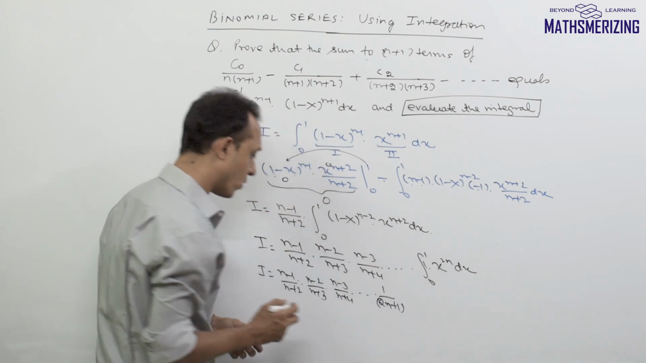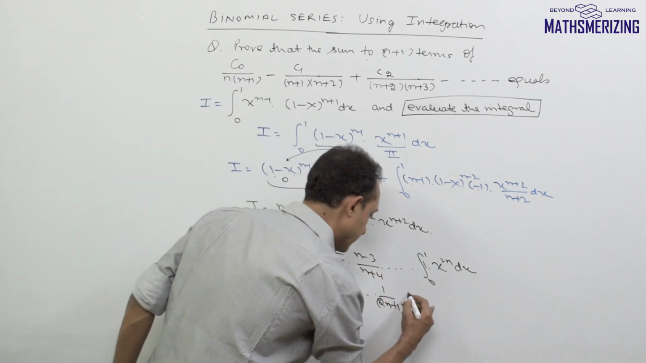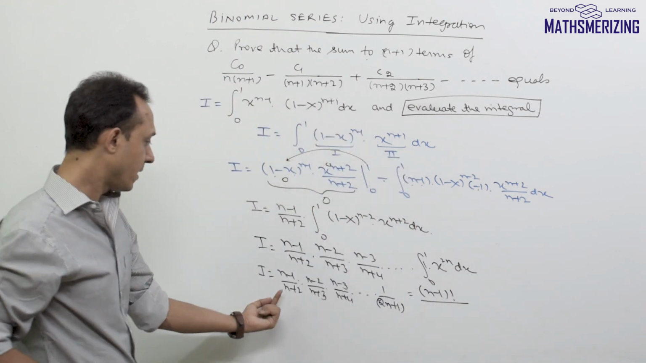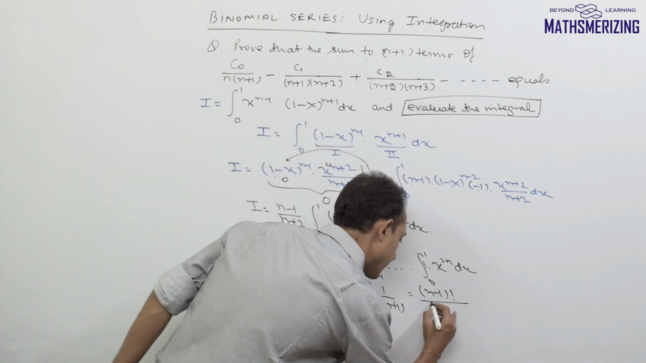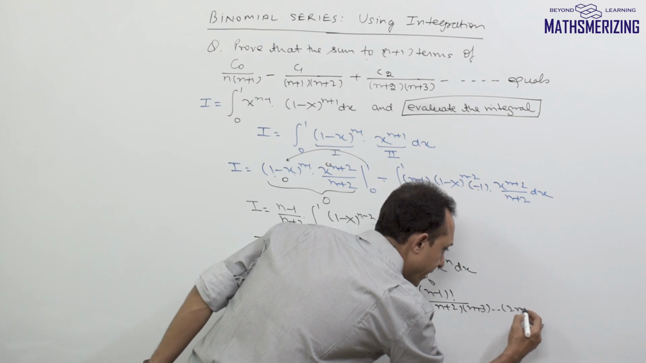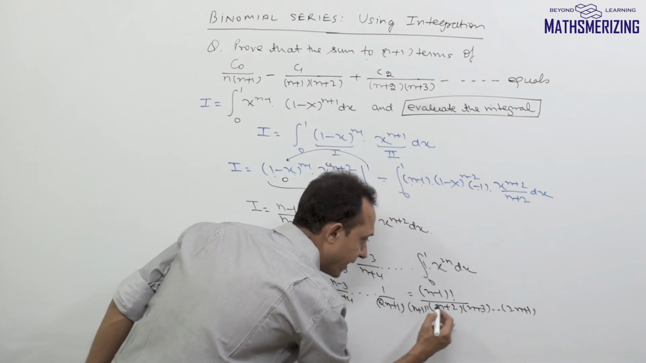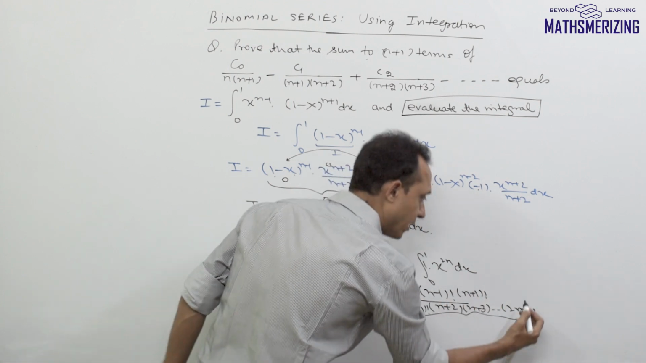So this is 1 into 2 into 3 up to n minus 1, so I can write it as factorial n minus 1, and here if I multiply it, so this is n plus 2, n plus 3, up to 2n plus 1. So what I'll do is I'll multiply and divide it with factorial n plus 1. So now it'll be factorial 2n plus 1.